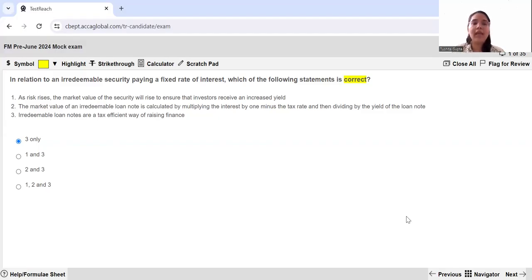Now coming to statement 3, irredeemable loan notes are a tax efficient way of raising finance. This is absolutely correct because the interest that a company pays on loan notes, because this is a debt, gets subtracted before arriving at the profit at which tax is levied. So because the interest gets subtracted, the profit is a reduced figure, hence it helps the company to reduce the amount of tax liability that they have. So statement 3 over here is the correct answer.